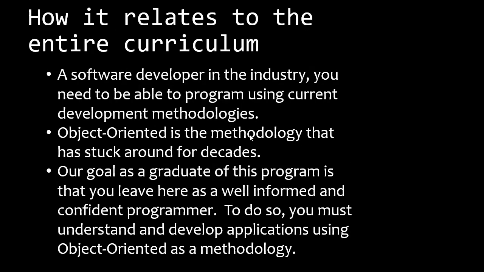I kind of talked about this before, but in the software developer industry, you need to be able to use the current development methodologies. That's what object-oriented is. It's a methodology. It's a way of doing something, okay? Object-oriented has been around for decades now. It really came in the 80s. And the whole concept is reuse of code already written. But it takes it one step further. It creates the power of not only reuse, but flexibility in reusing code. That's what makes it really powerful.